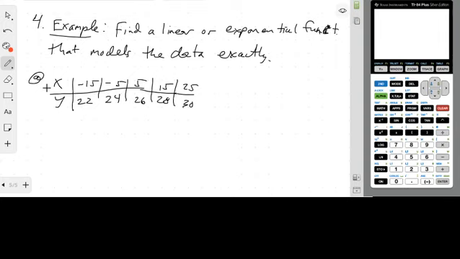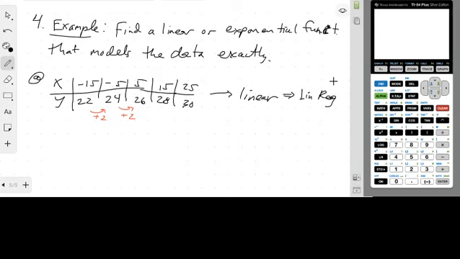And you can find the answer by doing linreg, the linear regression, if you want. Or you know it's linear, so you can just find the equation of the line that connects any two of those, and you'll get the right answer. So I'll show you how to do that in a second. Okay, but linear regression is how you would do this one, that one.